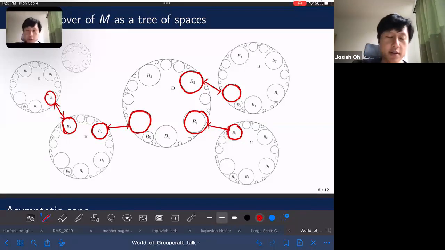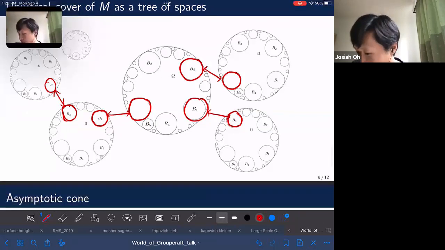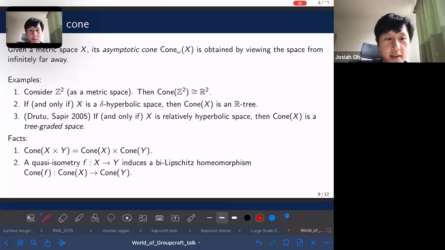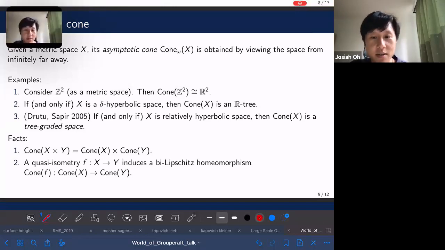And the tool that these guys, Frigerio-Lafont-Sisto, used is the asymptotic cone. Now, the asymptotic cone is a really technical kind of construction, so I definitely won't talk about the definition of this. But the way you want to think about it is it's a space you get by viewing your metric space from infinitely far away. So here are some examples. The cone of Z squared is R squared. If you have a delta hyperbolic space, its cone is going to be an R-tree.